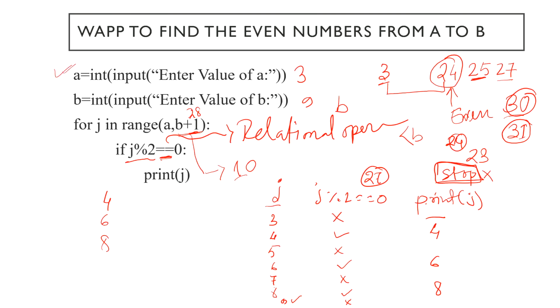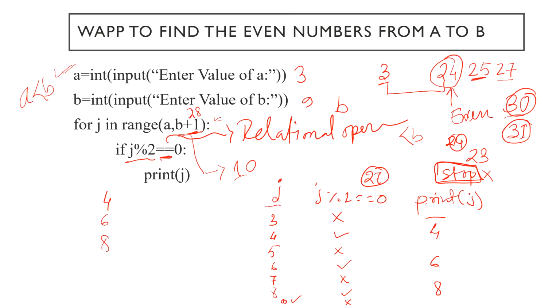Now here one more thing you must remember, that the value of A must be less than the value of B. Because if we take the larger value in A and the smaller value in B, then this range function will not work. For that purpose we need to take the value of A less than the value of B. Here we are not checking the validation of the program. Later on in the upcoming videos, we'll learn how to take care of this type of situation, how to make it fully dynamic.